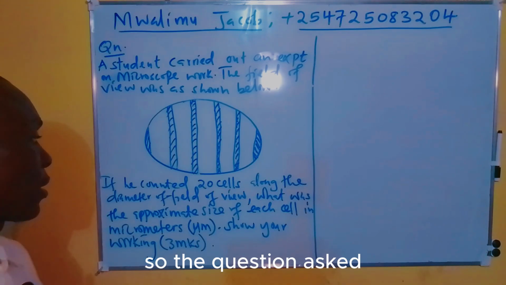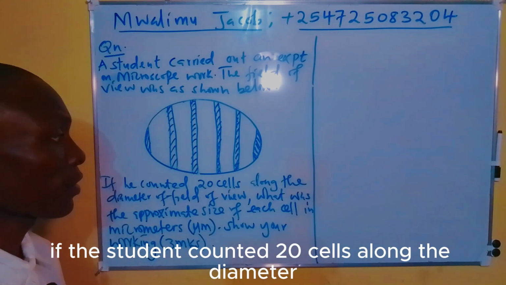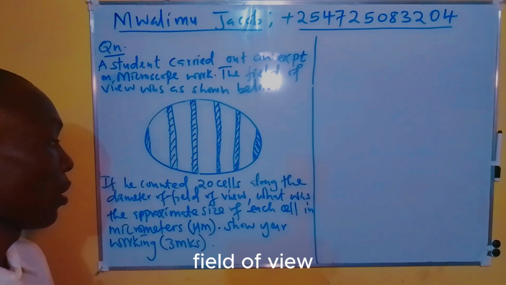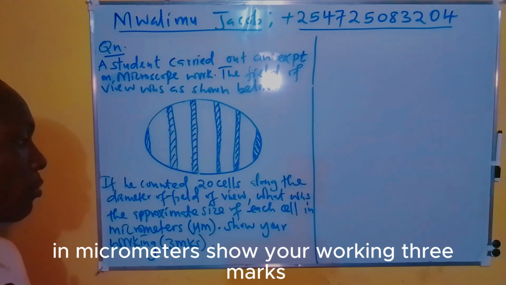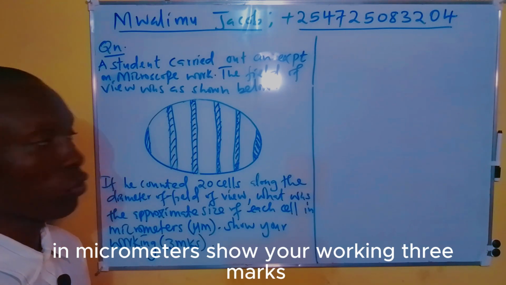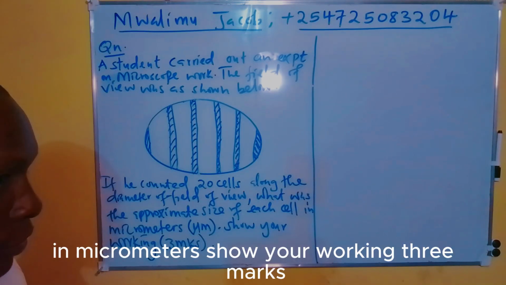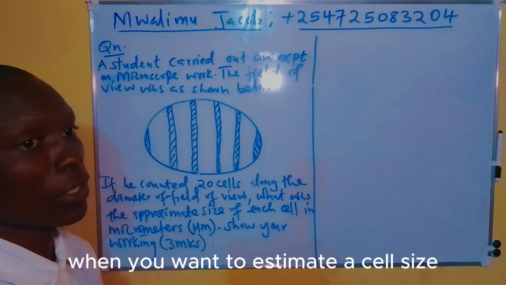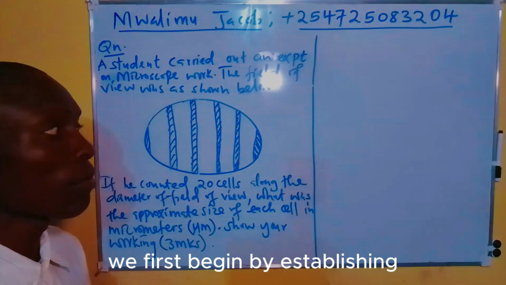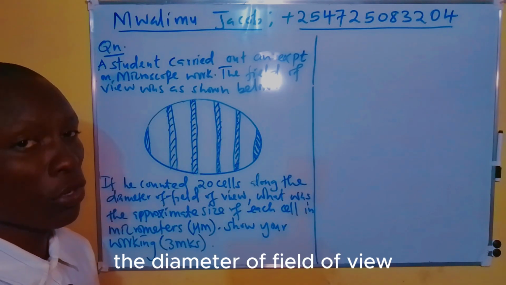So the question asked, if the student counted 20 cells along the diameter of the field of view, what was the approximate size of each cell in micrometers? Show your working, 3 marks. So like I'm doing, we always say that when you want to estimate the cell size, we first begin by establishing the diameter of field of view.